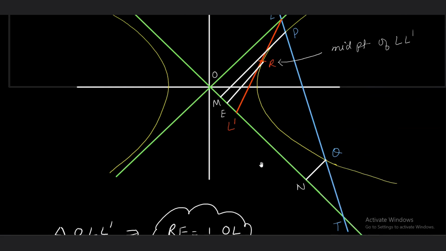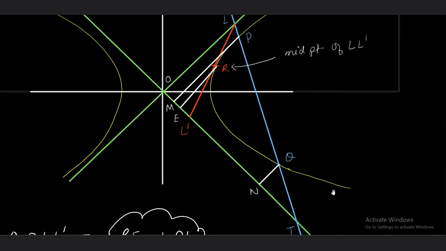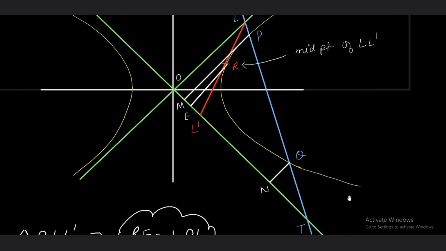ठीक है? अब जरा वापस इस फिगर पर आते हैं. देखिए, you can see the triangle. I think OLT आपको triangle नजर आ रहा है. So I'm going to consider some triangles now. Triangle OLT, triangle MPT, and triangle NQT. Just look at these three triangles.